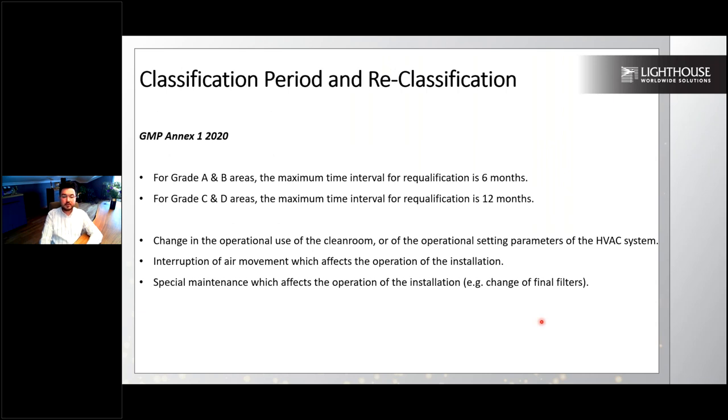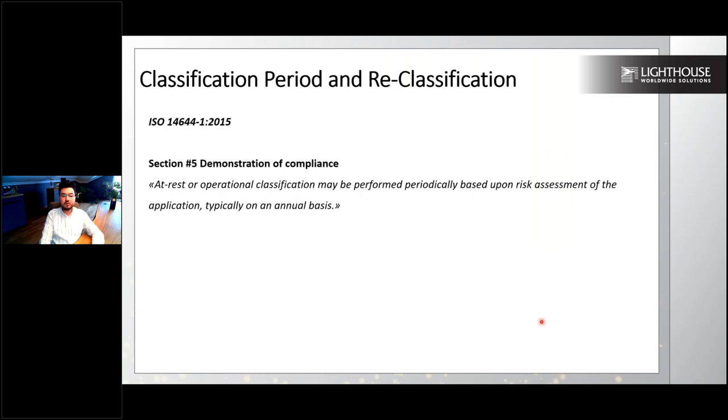The classification period and reclassification, according to GMP, is every 6 months for grade A and B, and every 12 months for C and D, according to the new 2020 draft. Still draft, still not published, but this is how it describes. When we move on to the ISO 14644-1 2015 version, it says a test or operational classification may be performed periodically based upon risk assessment of the application, typically on an annual basis.